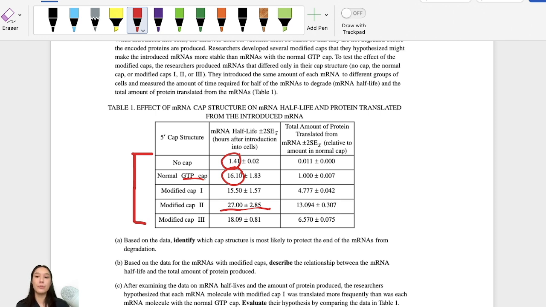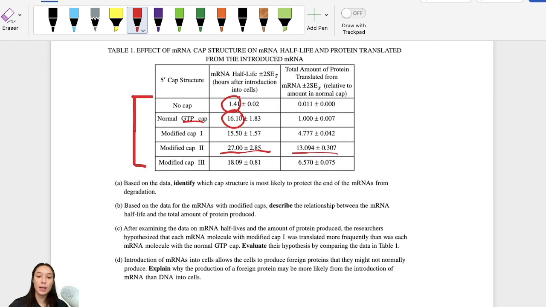You could also go based off the, not as great of a measurement, but the total amount of protein translated, because that's going to be directly affected by obviously the amount of mRNA you have. But either way, modified cap 2 is highest in both of them. You want these numbers to be high because it indicates that they're going to be around for a long time and they're also going to make a lot of protein. A just says identify, so you don't have to justify it or anything. It's asking you which cap structure protects the mRNA from degradation. This is the most protective because it takes the longest for that mRNA to degrade. So we'll put modified cap 2.